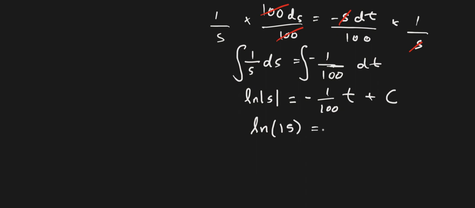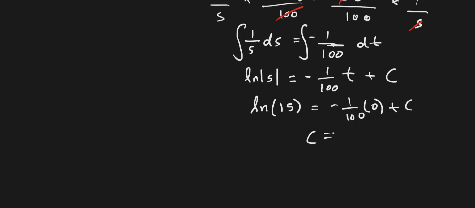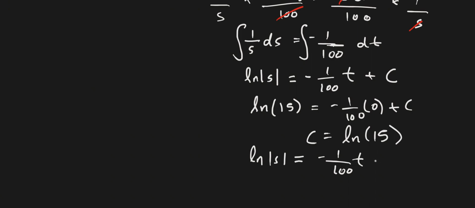Natural log 15 is equal to -1 over 100 times 0 plus C. C is equal to the natural log absolute value of 15. That's our C value right there. Now that we know this, we can write that in place. So this is absolute value of s is equal to -1 over 100 t plus the natural log of 15.